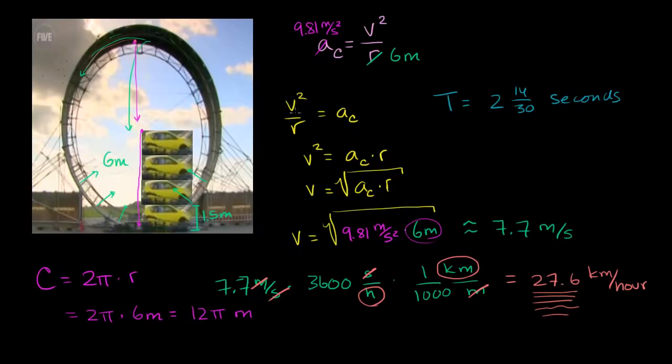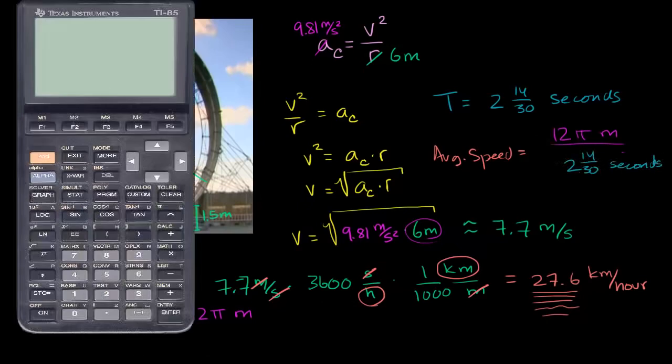So let me write it over here. Average speed, the total distance traveled is 12 pi meters, divided by the time required to travel the 12 pi meters. So that is 2 and 14/30 seconds. Now let's get our calculator out to actually calculate that value.